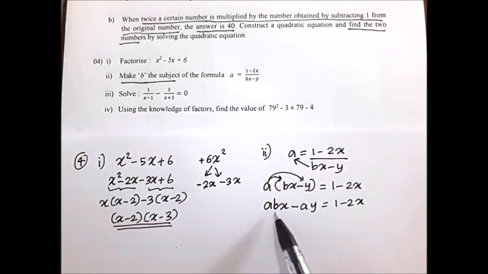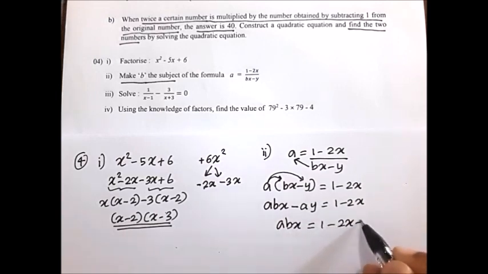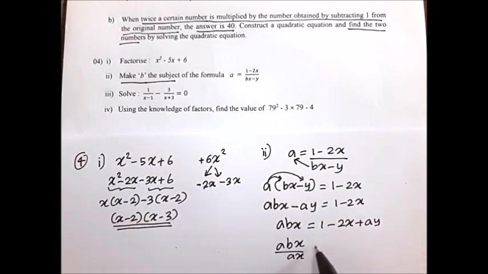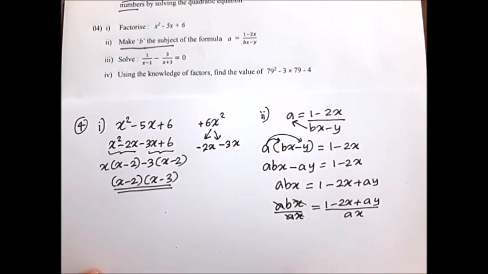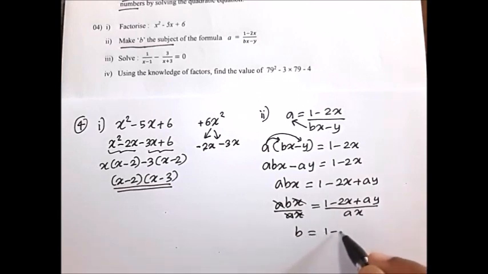You have to make b the subject. So keep this term on the left side and move minus ay to the right hand side. It becomes plus ay. To make b the subject, you have to remove ax. So divide both sides by ax. Cancel x and a. Answer is b equals 1 minus 2x plus ay, divided by ax.